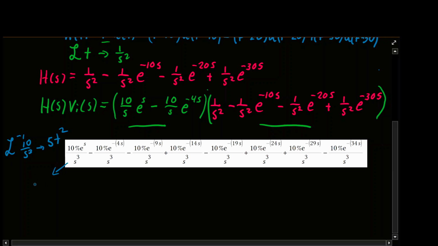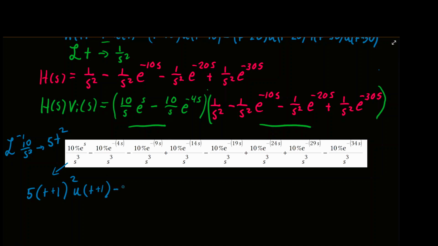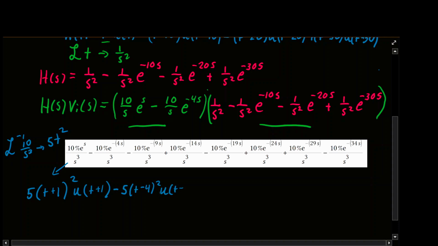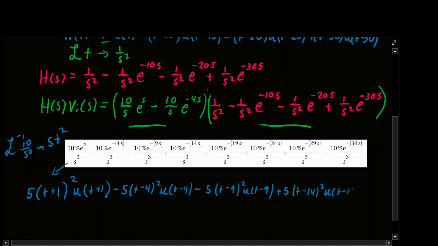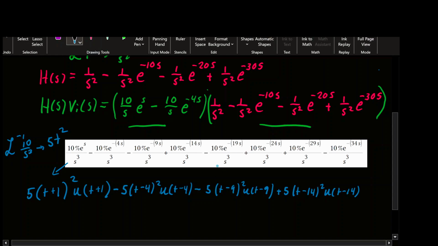Beginning with the first term, we know that 10 over s cubed is 5t squared, but applying the shift theorem, we have 5 times (t plus 1) squared, shifting it, and then attaching u(t plus 1). Now the next term we are subtracting, so we'll say minus 5(t minus 4) squared u(t minus 4), minus 5(t minus 9) squared u(t minus 9), plus 5(t minus 14) squared u(t minus 14). And now we'll move over to our next line to continue with our next term.